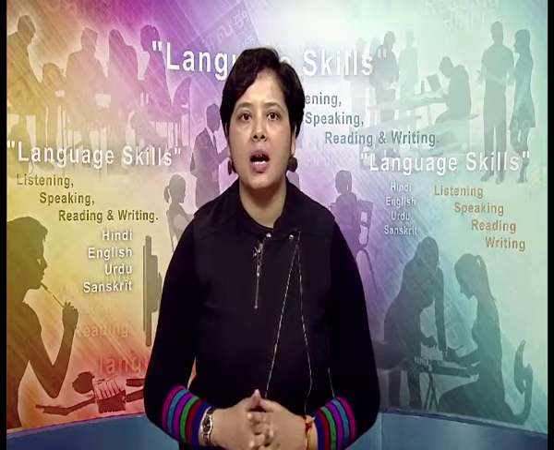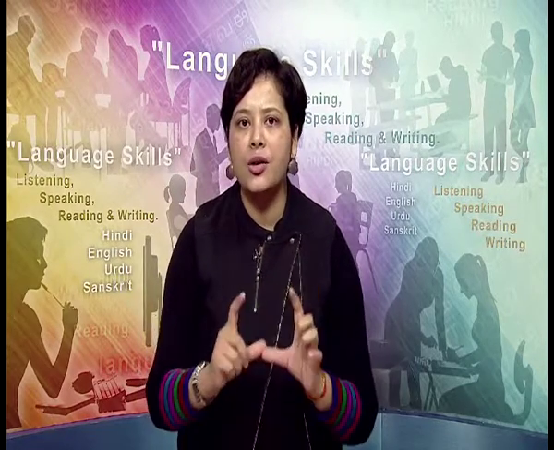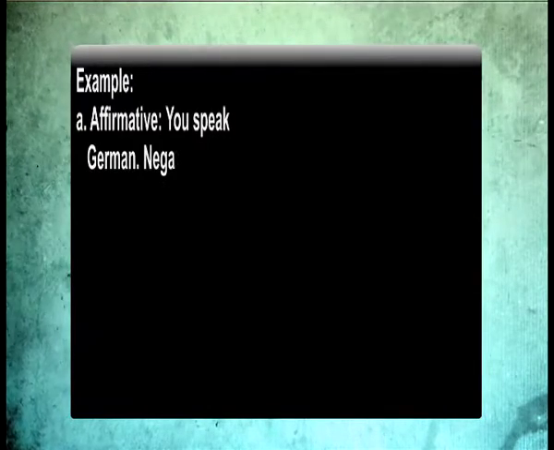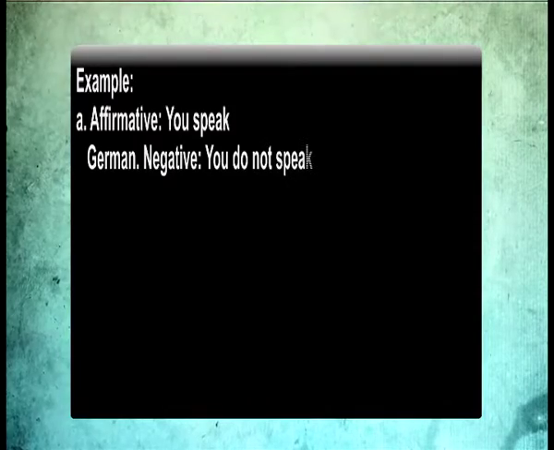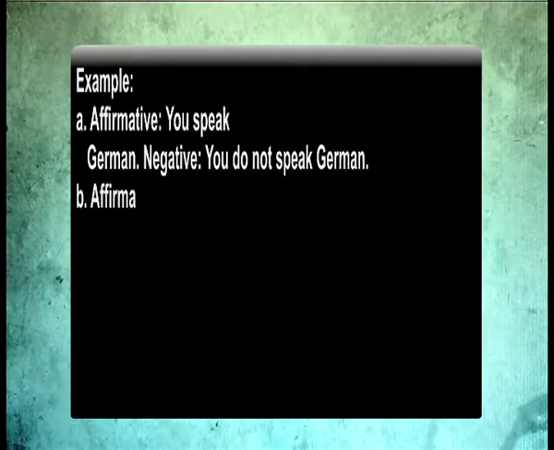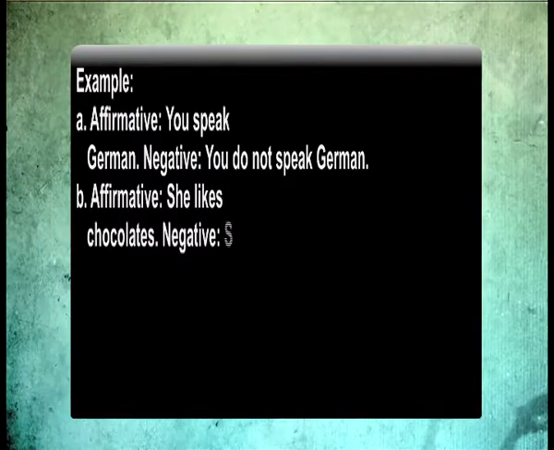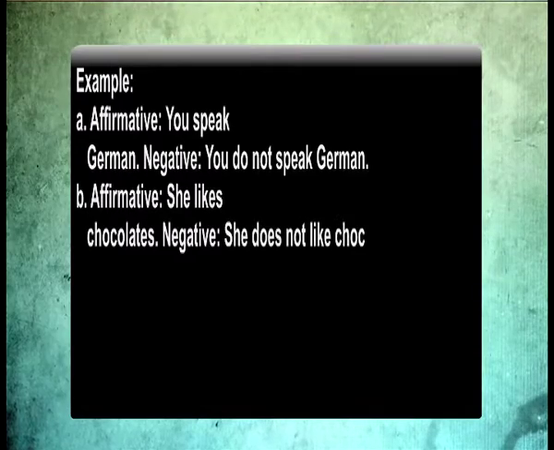To make a negative statement, we normally use do not or does not with all verbs except be and where modals are used. When the verb is be or modals are being used, the not over there is used to make the sentence negative. Examples. Number 1, affirmative. You speak German. Negative of this statement. You do not speak German. Number 2, affirmative. She likes chocolates. Negative of this statement. She does not like chocolates.